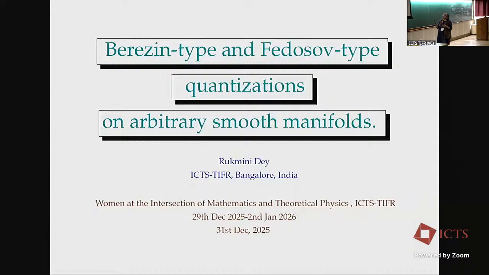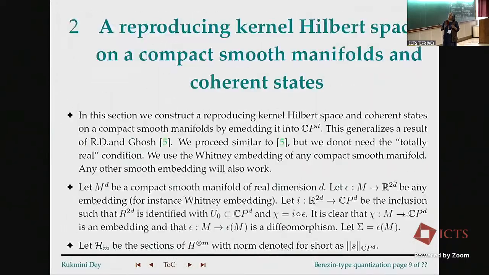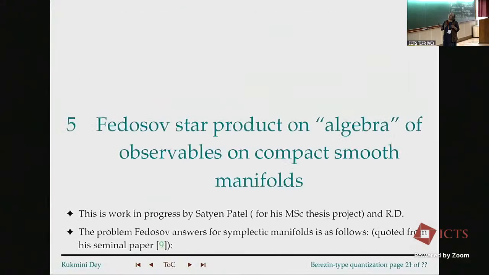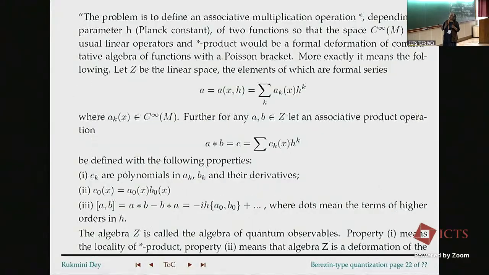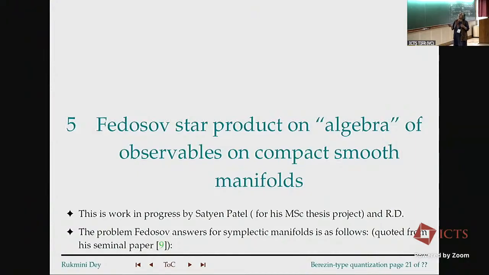Yeah, so today I'll talk about certain kinds of quantization called Berezin-type and Fedosov-type quantizations on arbitrary smooth manifolds. These are quantizations which are both in the family of deformation quantizations. Maybe I'll talk about that first, but it's way down. Sorry, my slides are not very organized, but I'll start with Fedosov quantization. So let me tell my philosophy a little bit.